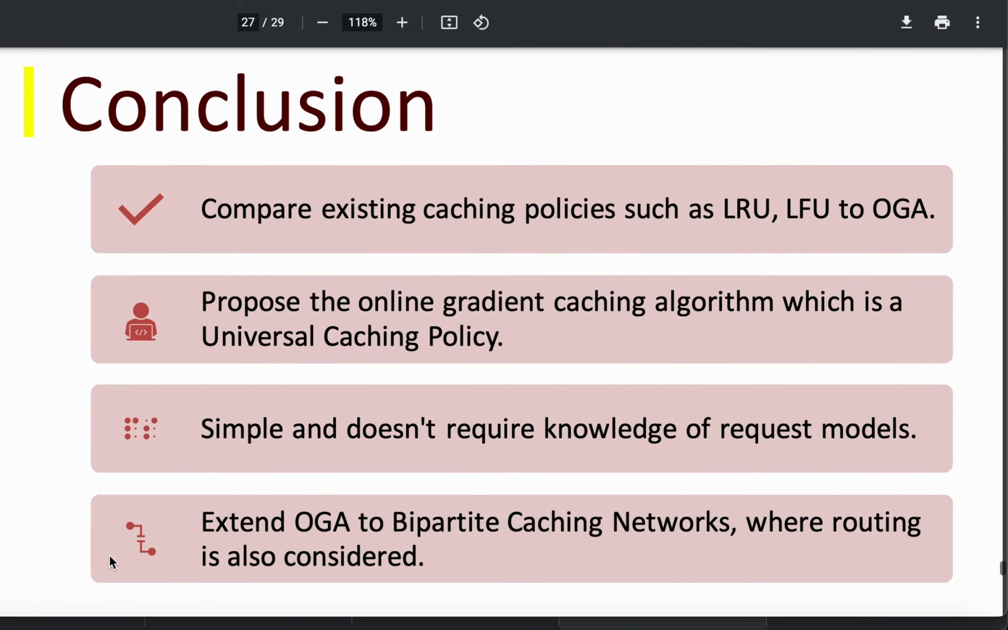So, conclusion: we compare existing policies such as LRU and LFU to OGA. We propose OGA, a universal caching policy, which again means a caching policy that evolves over time and starts to learn. It's simple and doesn't require knowledge of request models, and OGA can be extended to the bipartite caching networks domain, where routing is also considered while deciding which file needs to be cached where.